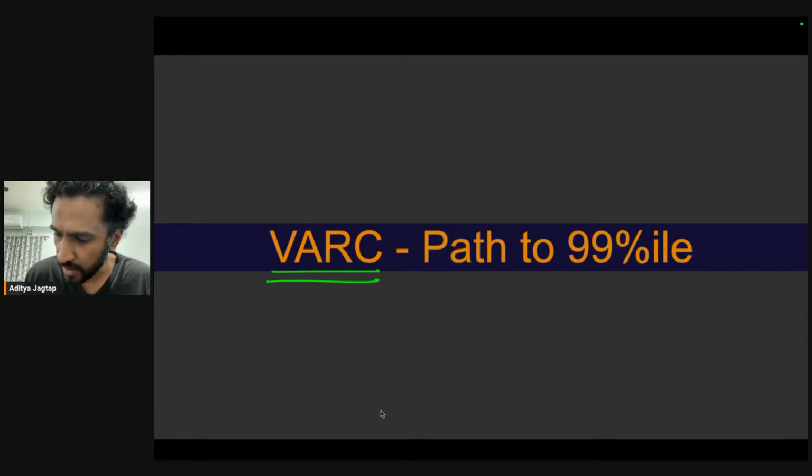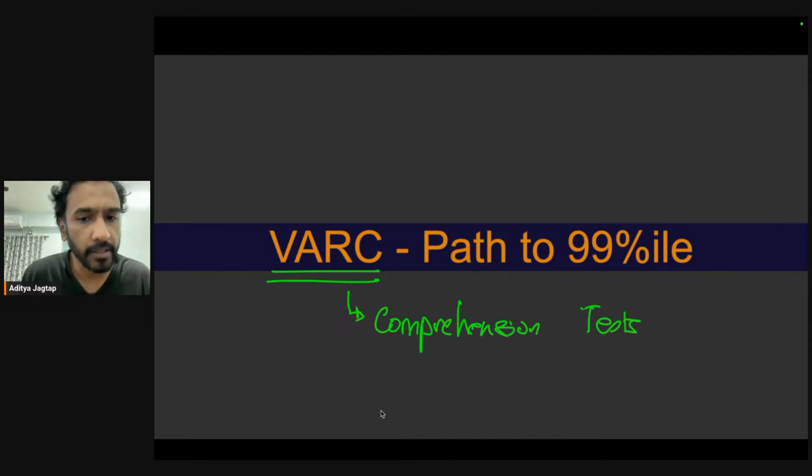VARC is asking us RCs, reading comprehensions, or essentially comprehension tests of sorts. Earlier, different stuff was included. Fill in the blanks were included, synonyms were included, antonyms were included. But if you've seen the recent papers, almost close to a decade now since 2015, they have not asked any synonym, antonym, fill in the blank sort of questions. What they have focused on is whether you can comprehend information. All right. So that's the broad idea.